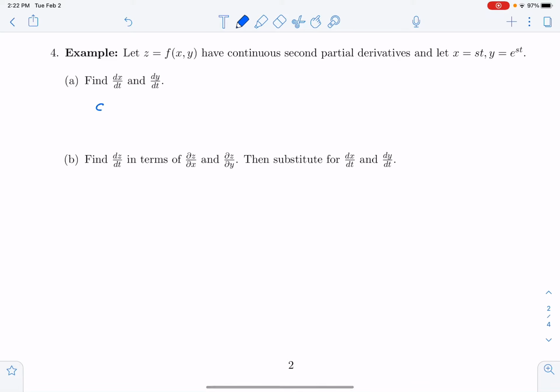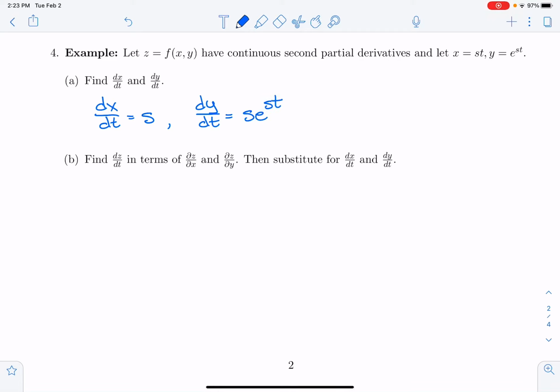So the first thing I'm going to do is just find dx dt. So the derivative of s times t, where t is the variable, is going to be s. And then I'm going to find the derivative dy dt, and that is going to be s e to the st.